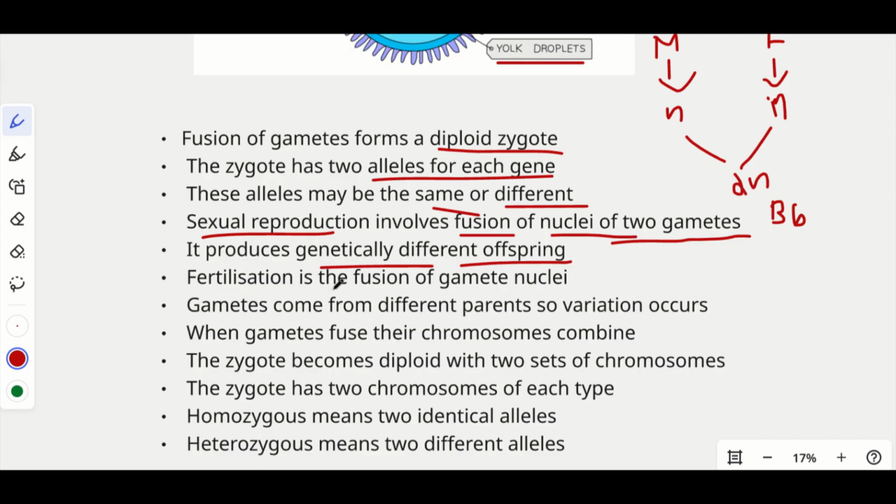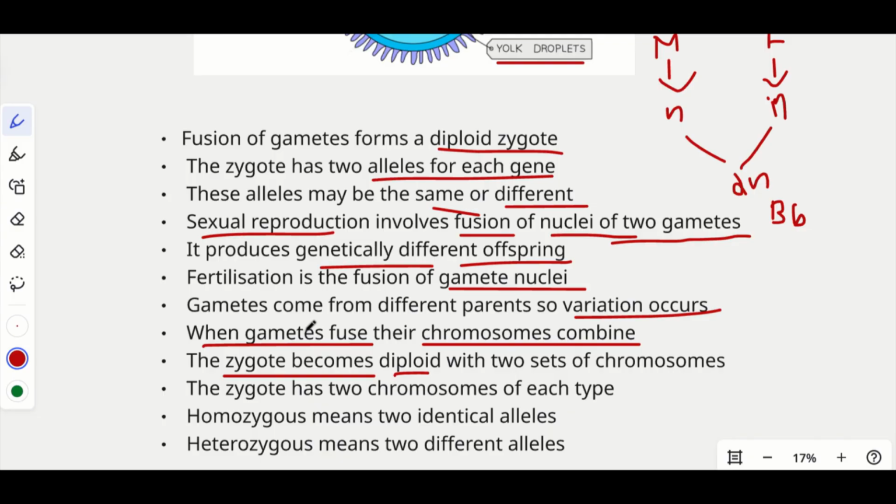So fertilization is the fusion of gamete nuclei. What is fertilization? It is the fusion of gamete nuclei. Gametes come from different parents, so variations can occur, right? That is the specialty of sexual reproduction. There will be variation. When gametes fuse, their chromosomes combine, and the zygote becomes diploid.